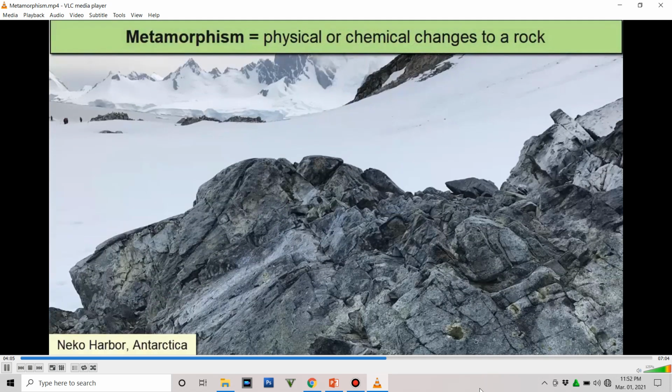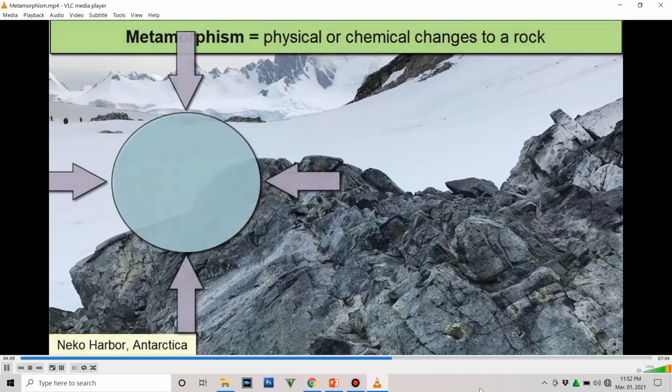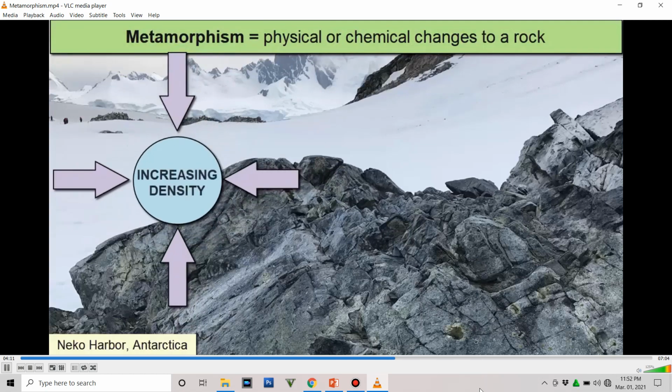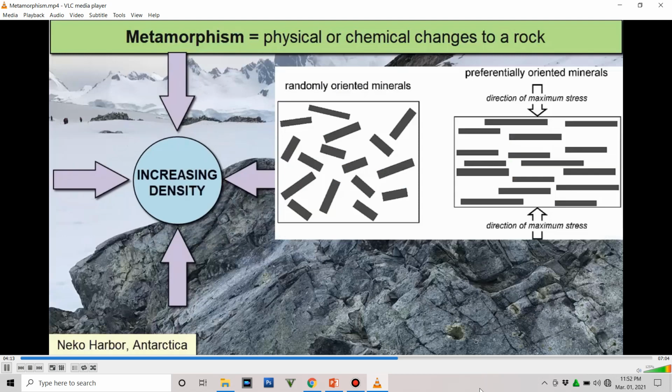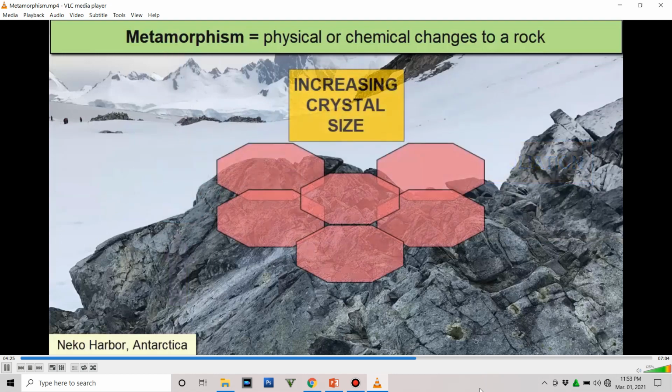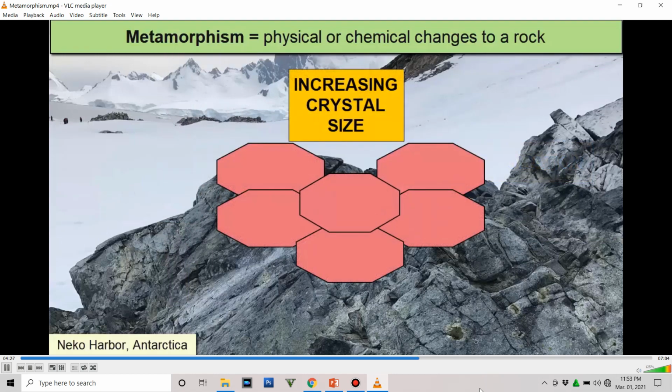What are the physical changes that can occur during increased metamorphism? With increased pressure, we get increased density. Also, any minerals that have a long or flat axis will align themselves to equalize the pressure, a process called foliation, which we will describe more in the next video tutorial. Additionally, under increased temperatures, crystals can actually grow larger.